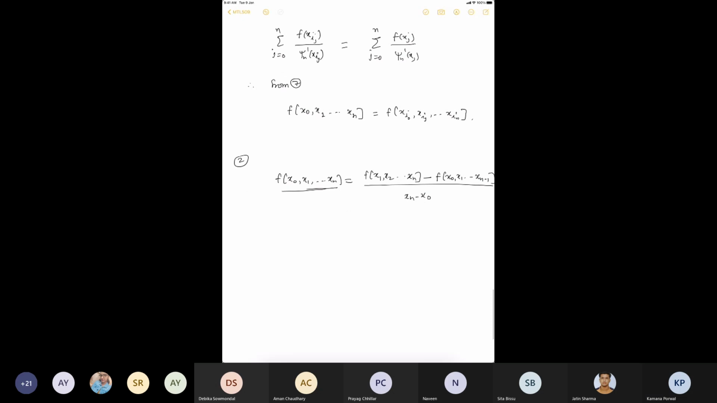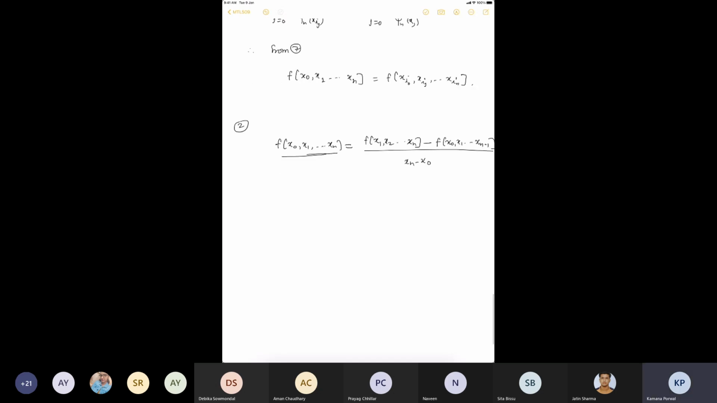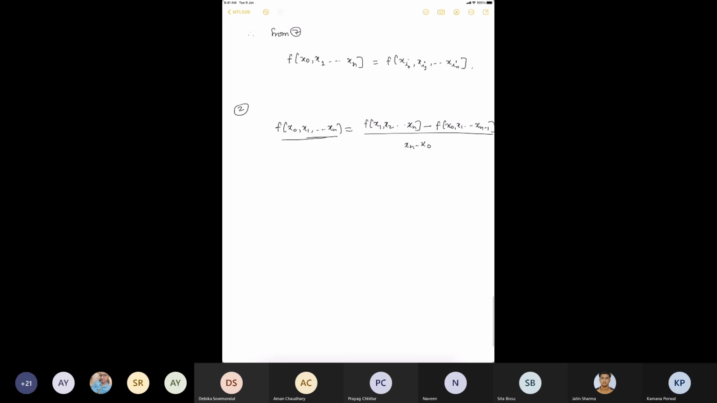Okay, so let's try to observe how we can obtain this relation. This is the formula which we are mostly going to use in computing the divided differences. We'll see in a minute while we discuss an example. So let's first try to obtain this formula for the divided differences.